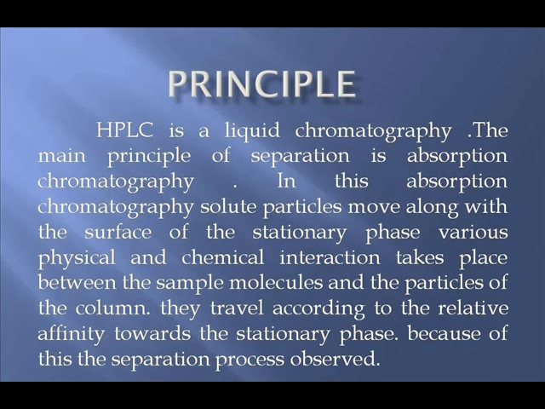HPLC is a liquid chromatography. The main principle of separation is adsorption chromatography. In this adsorption chromatography, solute particles move along the surface of the stationary phase. Various physical and chemical interactions take place between the sample molecules and the particles of the column. They travel according to their relative affinity towards the stationary phase. Because of this, the separation process is observed.